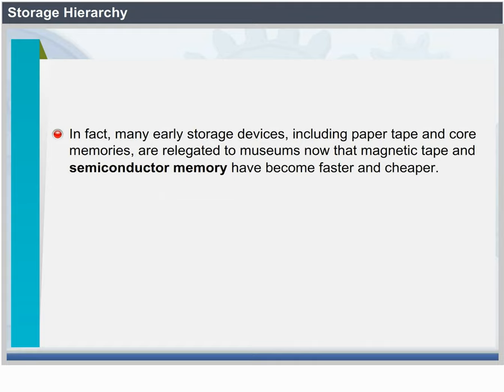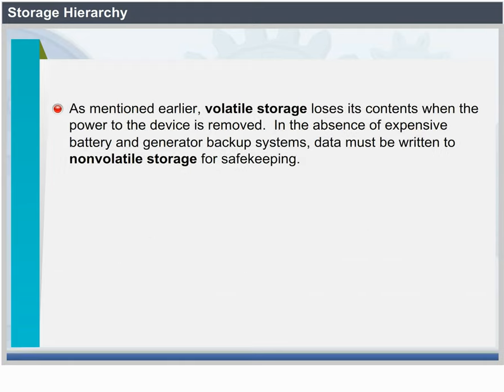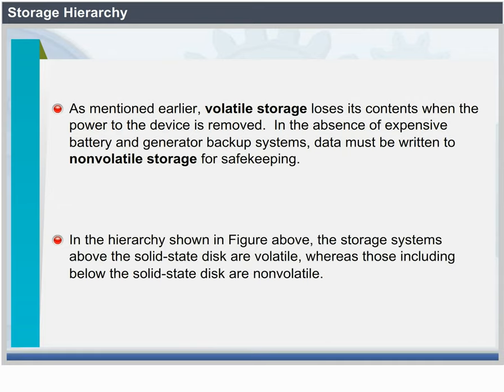The top four levels of memory in the figure above may be constructed using semiconductor memory. In addition to differing in speed and cost, the various storage systems are either volatile or non-volatile. As mentioned earlier, volatile storage loses its contents when the power to the device is removed. In the absence of expensive battery and generator backup systems, data must be written to non-volatile storage for safekeeping. In the hierarchy shown in the figure above, the storage systems above the solid-state disk are volatile, whereas those including the solid-state disk and below are non-volatile.